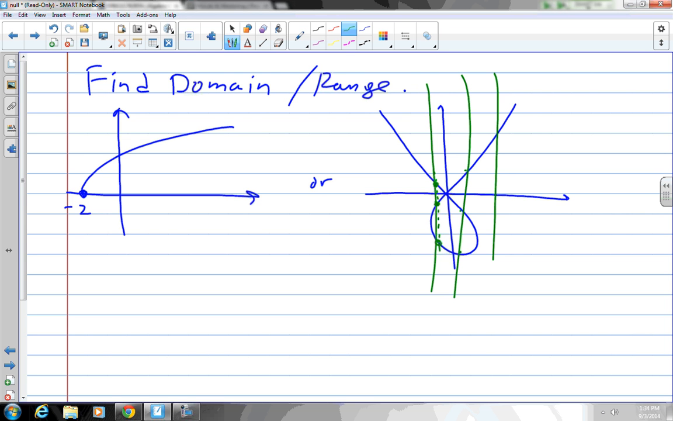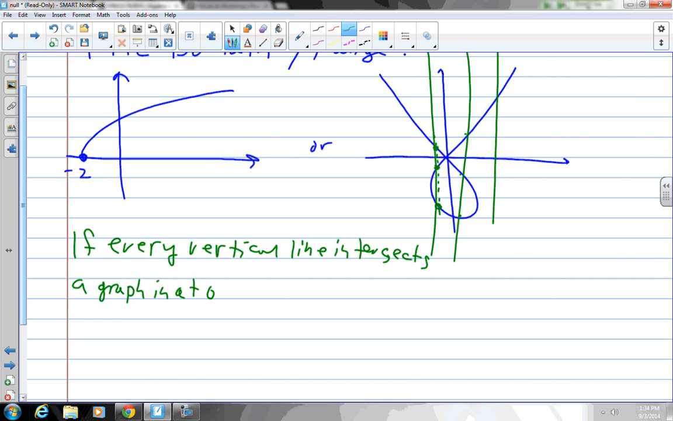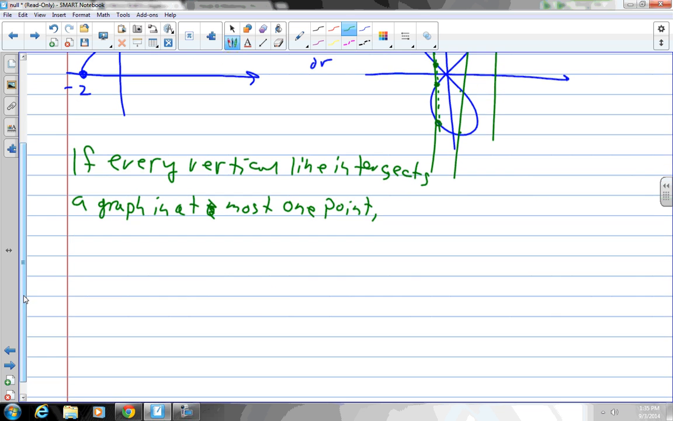Let me see if I can make it more official. So if every vertical line intersects a graph in at most one point, so at most one point. It could miss the graph altogether, but if it hits the graph at most one point, then you got yourself a function, and the graph is a graph of a function.